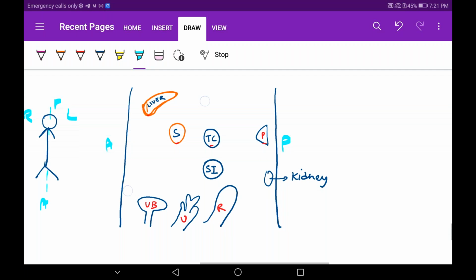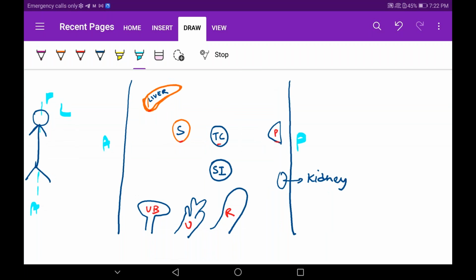Now I want you to focus very carefully over here. From the liver we will start. This is our parietal peritoneum. I'll draw it a little bit bigger. This is our parietal peritoneum. It is coming over here, going down, and then it will go near the urinary bladder. It will cover the urinary bladder from above, and then it will form a pouch like this.